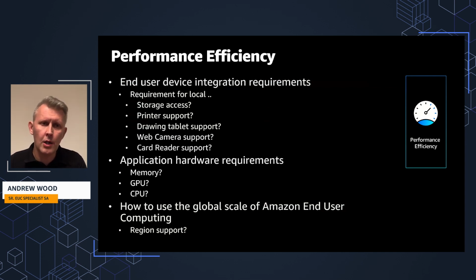What are application hardware requirements? For your use case, what are the specific requirements for the operating environment? CAD applications, for example, can be very specific on the GPU type and how much memory they've got access to. And how to use the global scale of Amazon EUC. From an end user perspective, performance is about how they interact with the service. So you're looking to provide a secure environment for your end users to work in, and their experience shouldn't be hampered by their location. So which regions, which Amazon EUC protocols are going to deliver that best user experience, that great user experience that helps them make best use of the service.